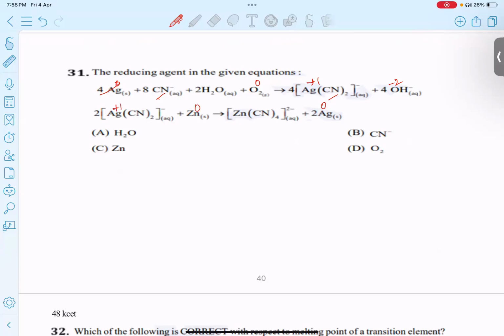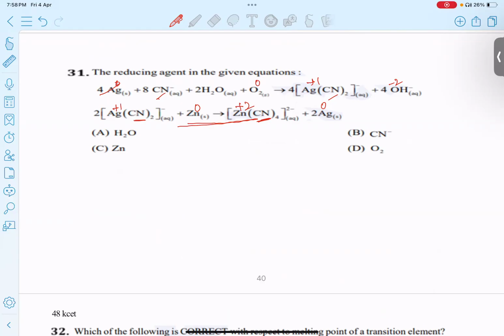Zinc's oxidation number goes from 0 to +2. So zinc undergoes oxidation. In the second equation, carbon and nitrogen oxidation numbers remain the same also. Therefore, in the second equation, zinc is the reducing agent because it undergoes oxidation, as its oxidation number increases from 0 to +2.